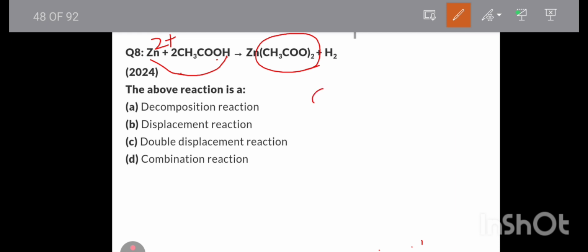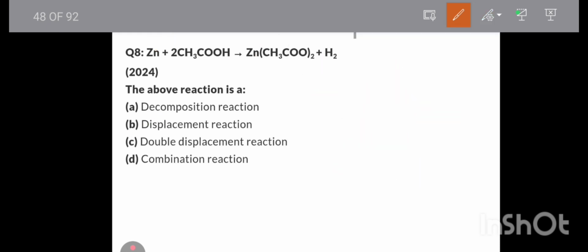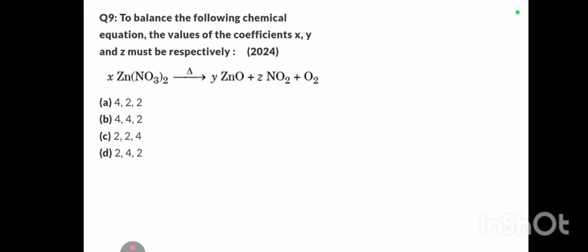So what will happen here is you have CH3COOH and you have another CH3COOH. So who will be coming? Zinc will be coming. Since zinc has valency 2+, it has to remove 2 hydrogen atoms. These 2 hydrogen atoms will be removed and in the place of these, zinc will be combining. So here the zinc has displaced hydrogen from acetic acid, that is CH3COOH, right? So this is an example of a displacement reaction. Hope this question is clear to you. Let's move to the next question.